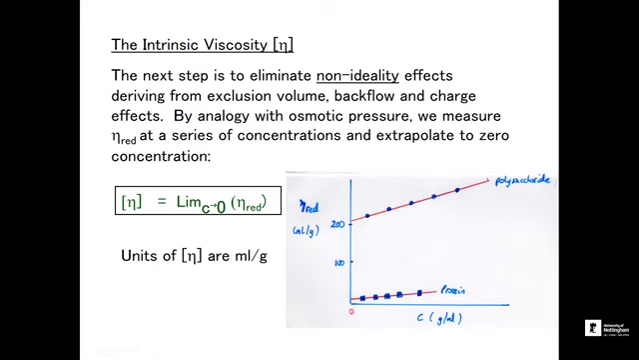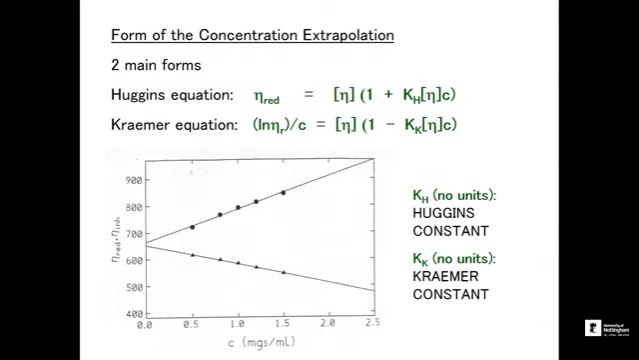So by making measurements at a series of concentrations and extrapolating back to zero, we get the intrinsic viscosity, which we can then use to work out our sizes and shapes and do those Einstein calculations and things as we like.